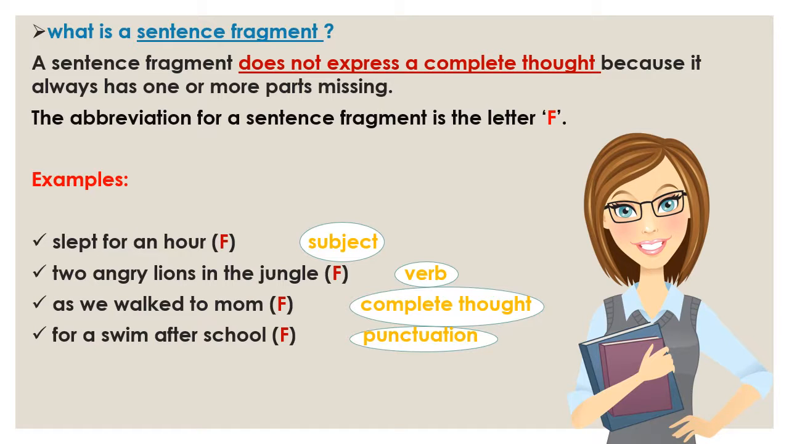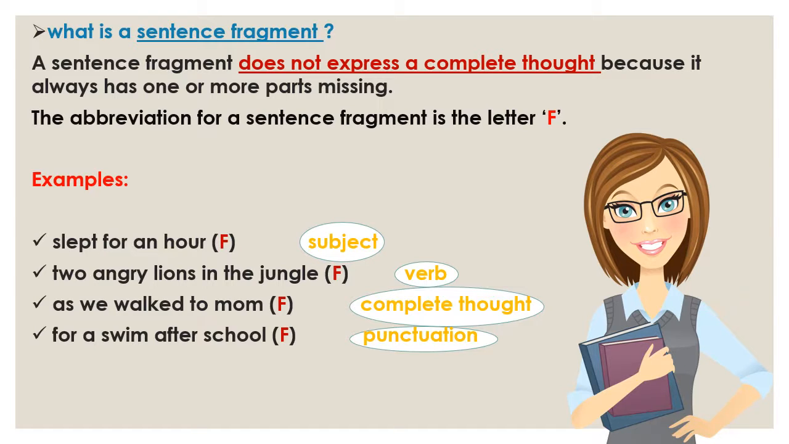Okay? I don't understand this. It's not a full sentence. It's not a complete sentence. So I'm going to call it a fragment sentence because it's missing the subject. We don't have a subject in this sentence. Okay? Next example. Two angry lions in the jungle.